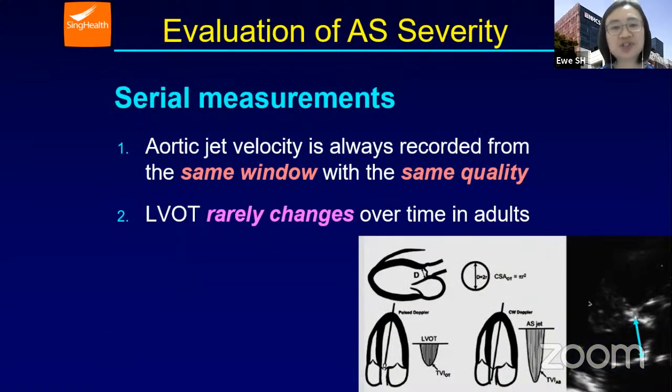In our lab, usually we will note in our report the window that yielded the highest velocity, from either the apical or substernal window, such that the next time we measure it, we know to follow and get the highest velocity from there. And the LVOT diameter is also in our report because it usually does not change over time.